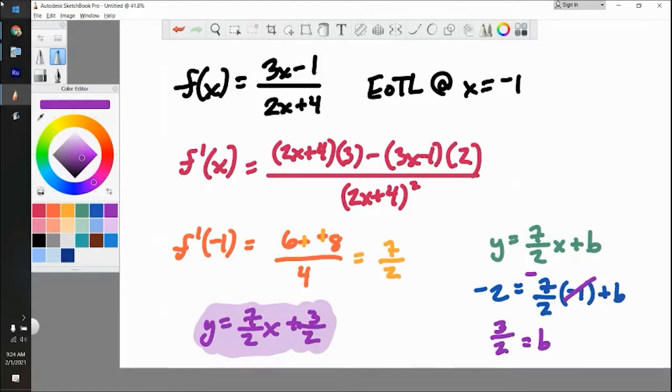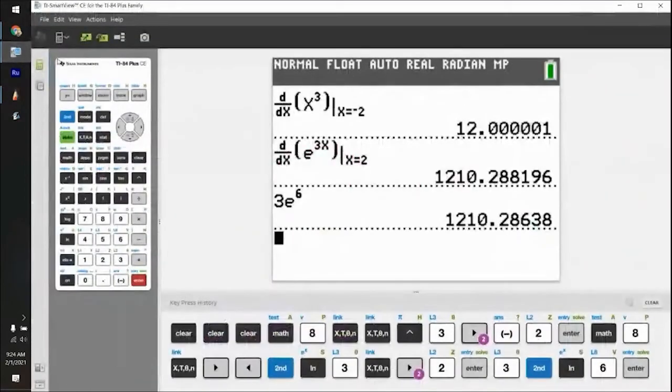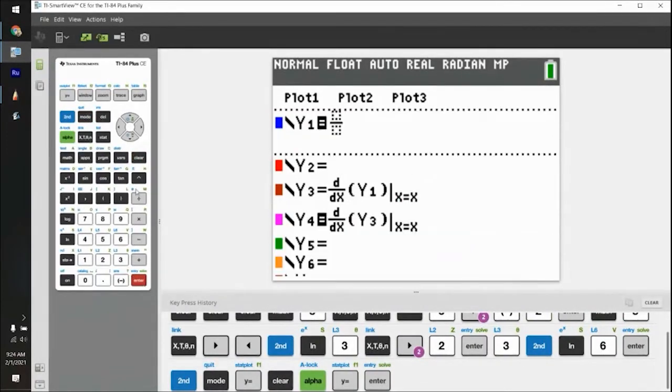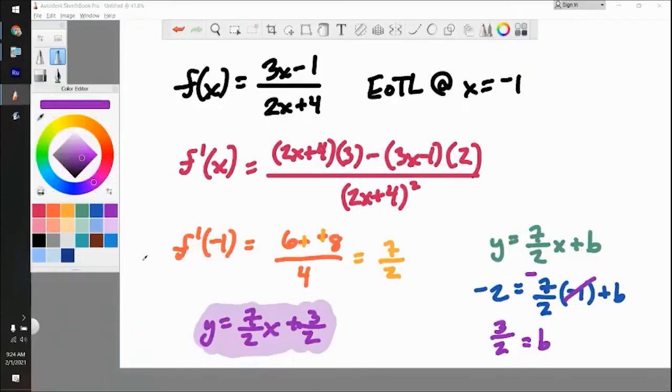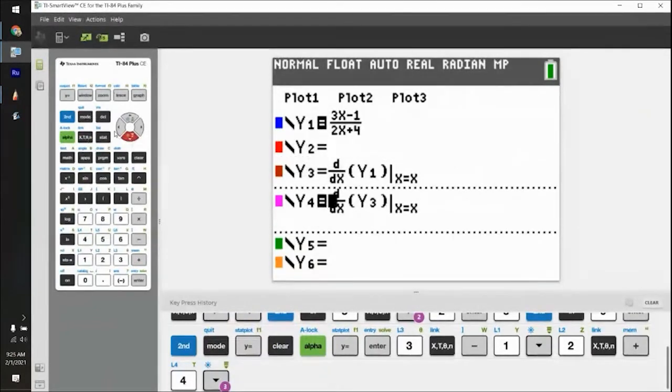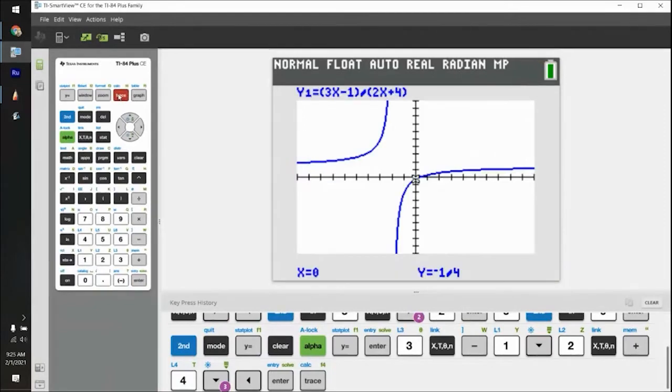All right, I did want to show you this because I forgot last time when we were going over a problem, but I want to show you something that's pretty cool. Go in your graphing calculator and graph that f of x function. So what is it? 3x minus 1 over 2x, is it minus or plus? Plus 4. Okay, so we're going to graph this. Awesome. Now, your calculator will actually find tangent lines.